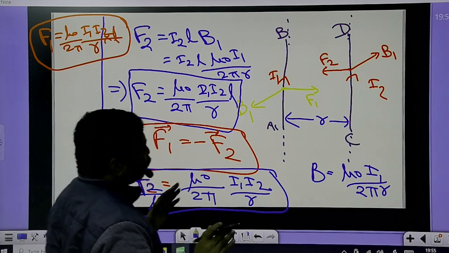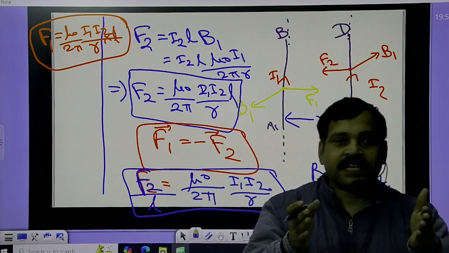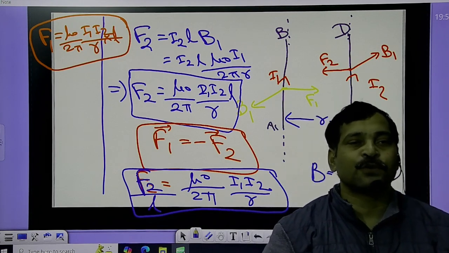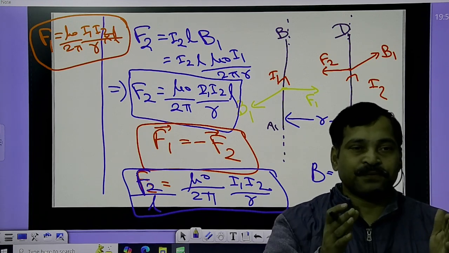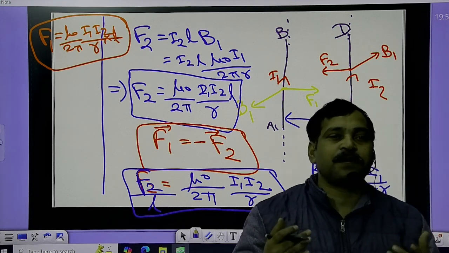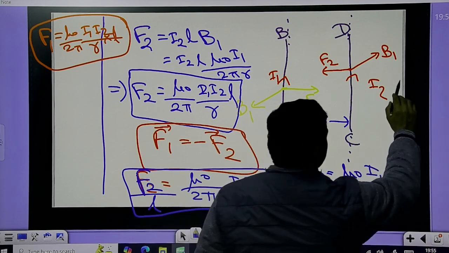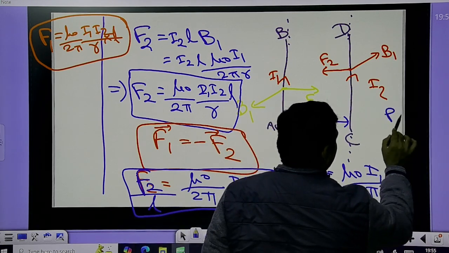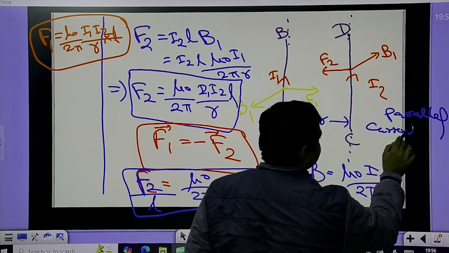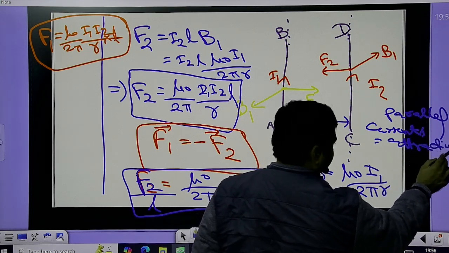And again, you have to remember, if two conductors are carrying current in the same direction, then that is known as parallel currents, and the nature of the force will be attractive. And if the conductors are carrying the currents in opposite direction, then that is known as anti-parallel currents, and the nature of the force will be repulsive, right? So what we get, for parallel currents, the nature of the force will be attractive, right?